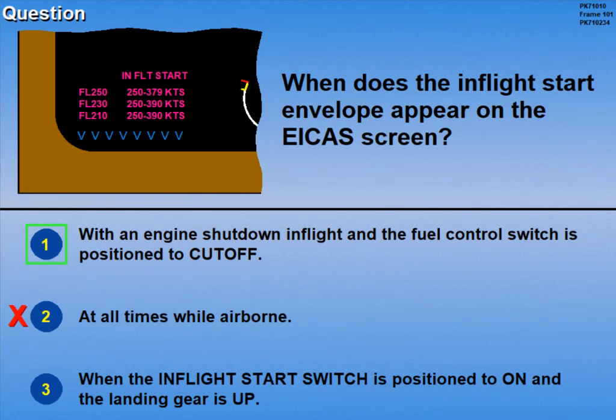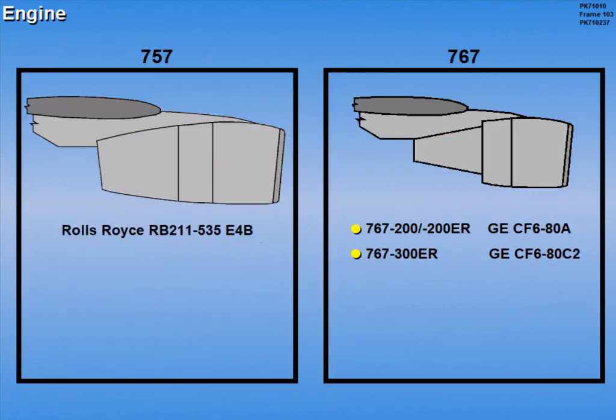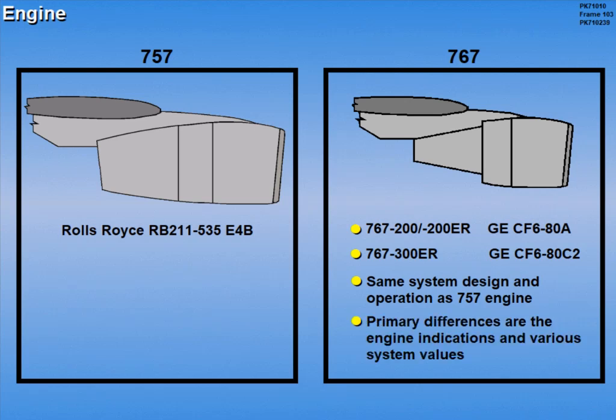Now let's look at 767 differences. The 767-200 and 200ER airplanes are equipped with two General Electric, or GE, CF6-80A engines, whereas the 767-300ER airplanes are equipped with two General Electric CF6-80C2 engines. System design and operation are generally the same as the 757 engine. The primary differences are the engine indications and various system values.